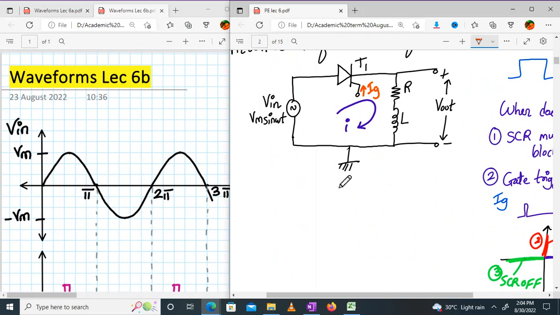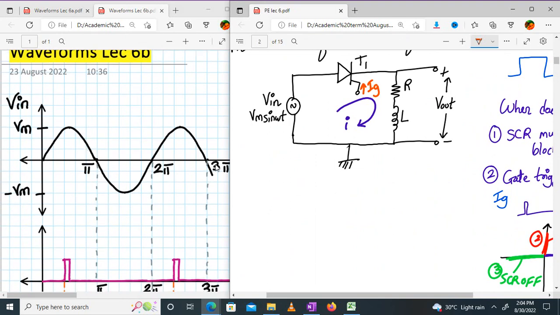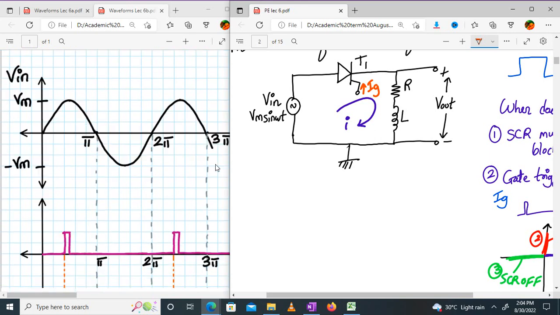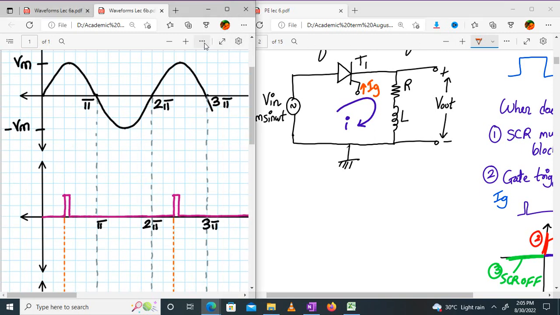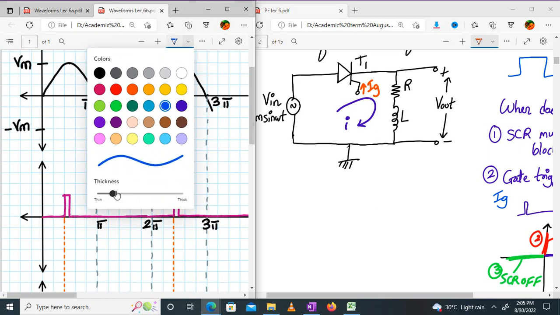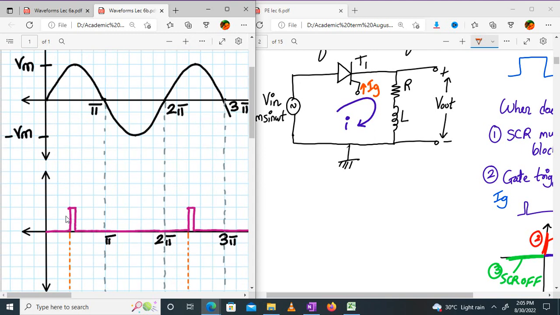Okay, fine. Now everyone please pay complete attention. Yeah. So this is my Vin, no doubt about that. Everyone draw Vin perfectly, right? Then gate impulse. Gate impulse has to be applied between what values? Gate impulse must be applied between 0 and pi, not 2 pi. 0 and pi. Okay? Yeah?